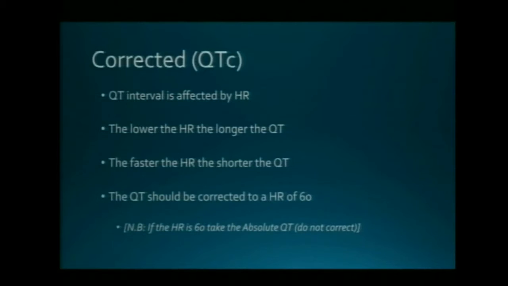So let's see. First, why do we correct the QT? We correct the QT because we all know that the QT is affected by the heart rate. The faster the heart rate, the shorter the action potential, and the shorter the QT. The slower the heart rate, the longer the action potential, and the longer the QT. So you need to correct it to a heart rate of 60.